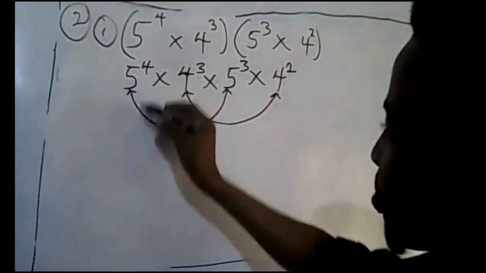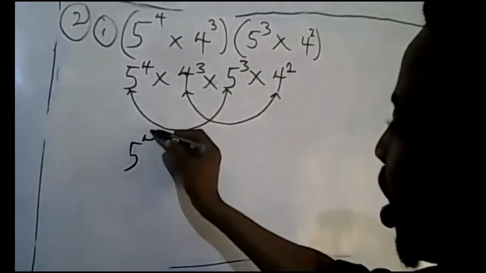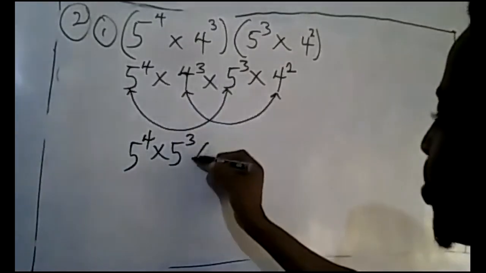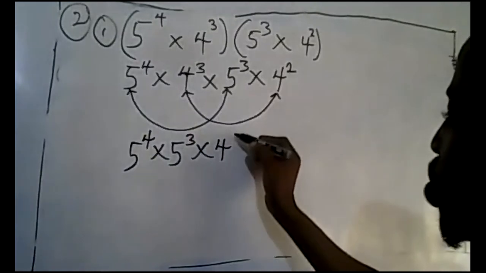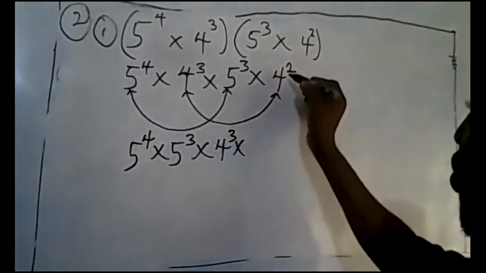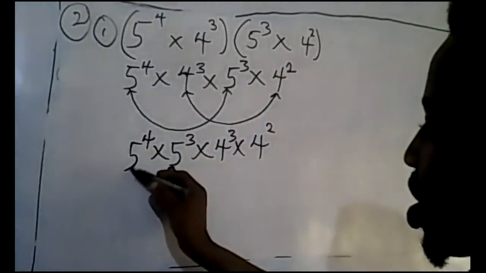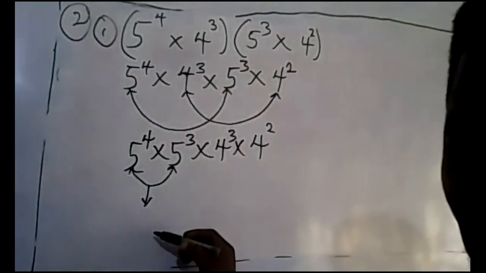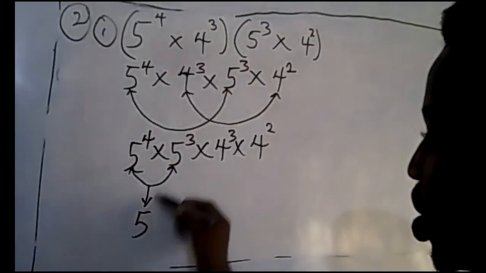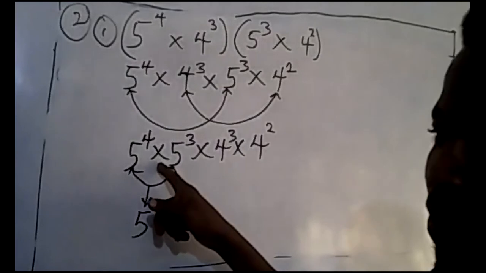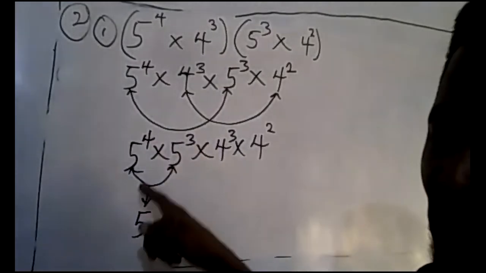So write this 5 raised to power 4 times this 5 raised to power 3 times this 4 raised to power 3 times this 4 raised to power 2. Because they are the same base, write just one of the base, 5 raised to power. Now, the rule says whenever you're multiplying, add up the powers or index.